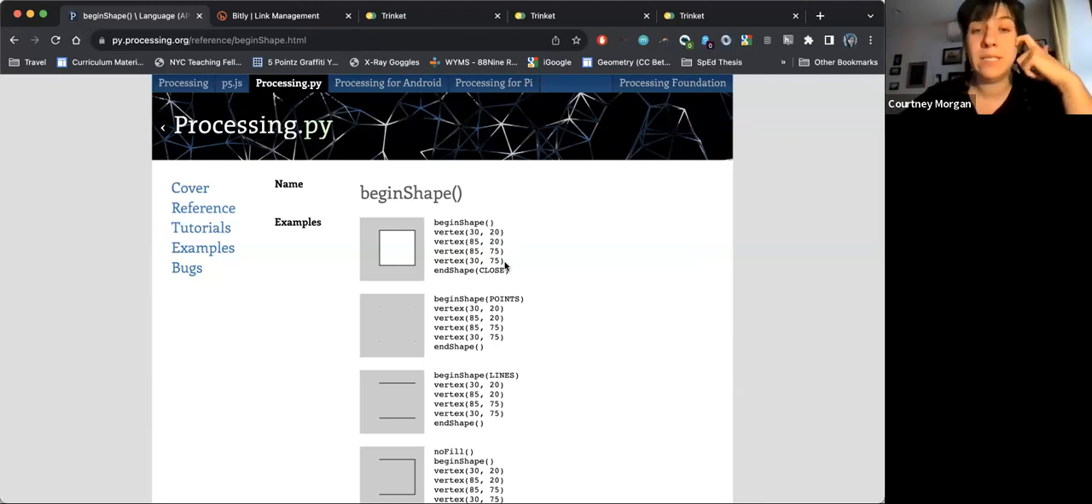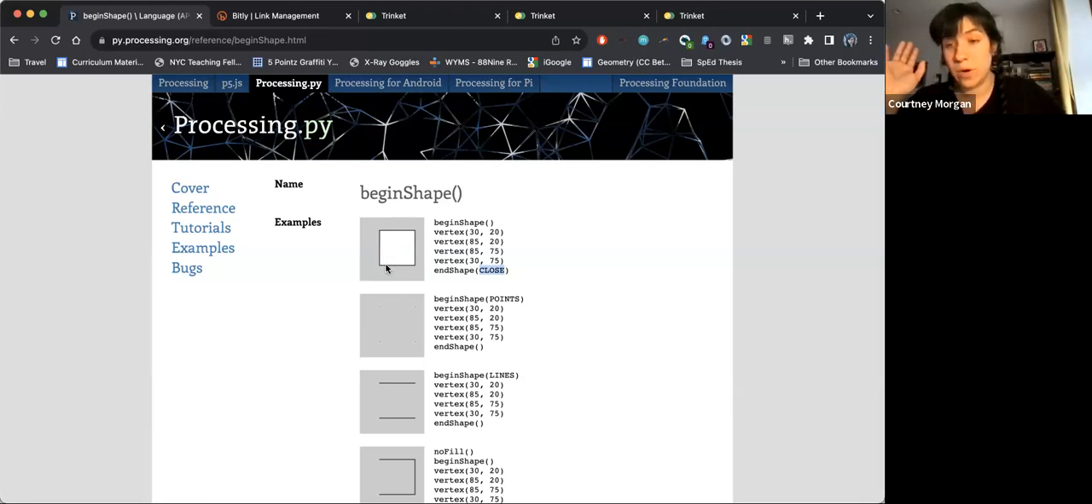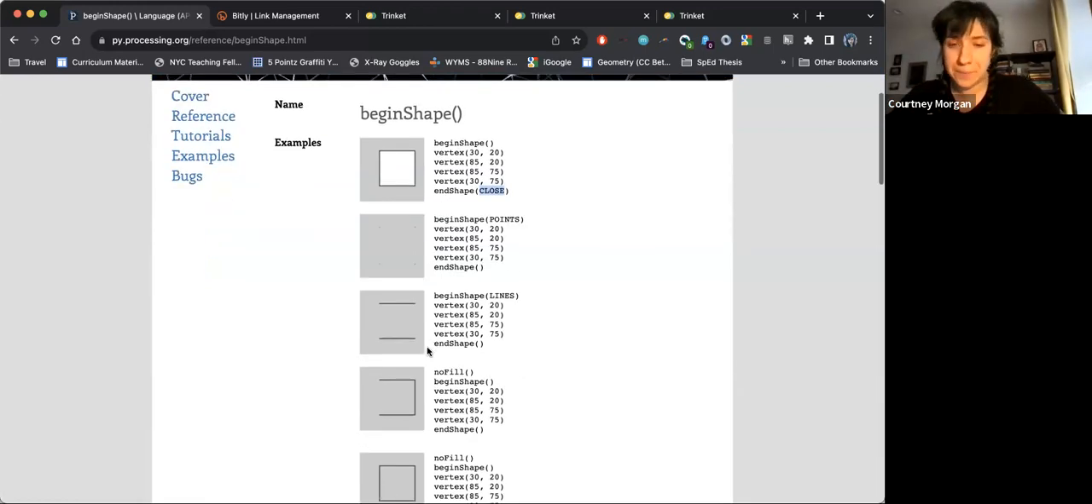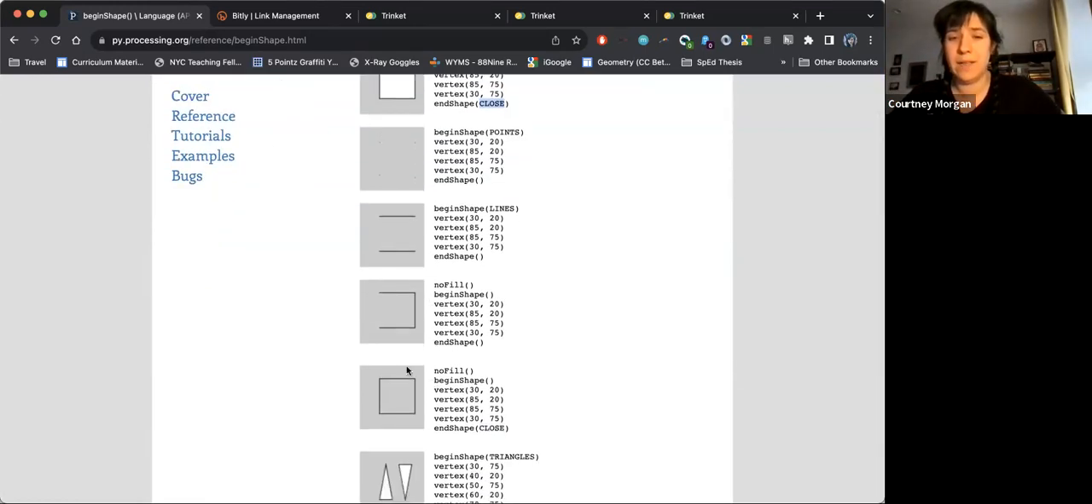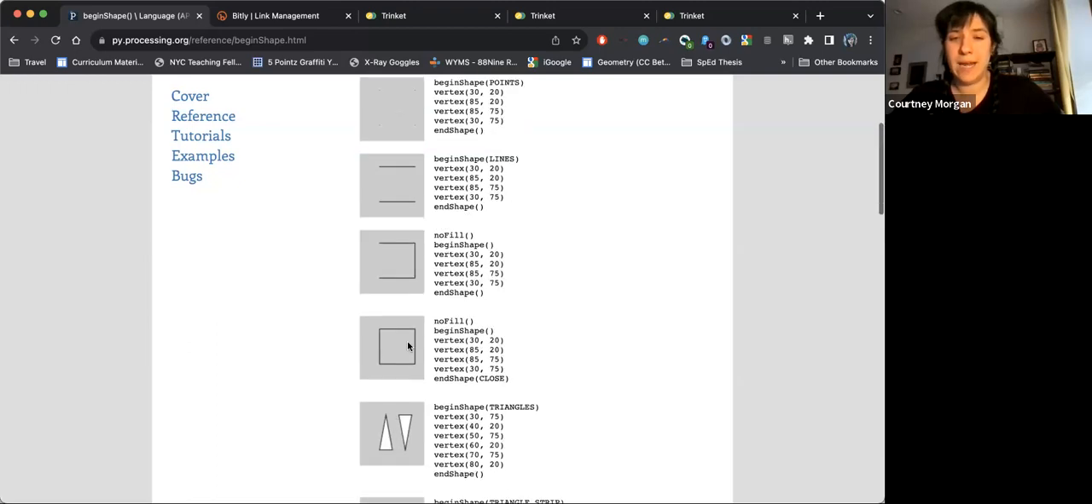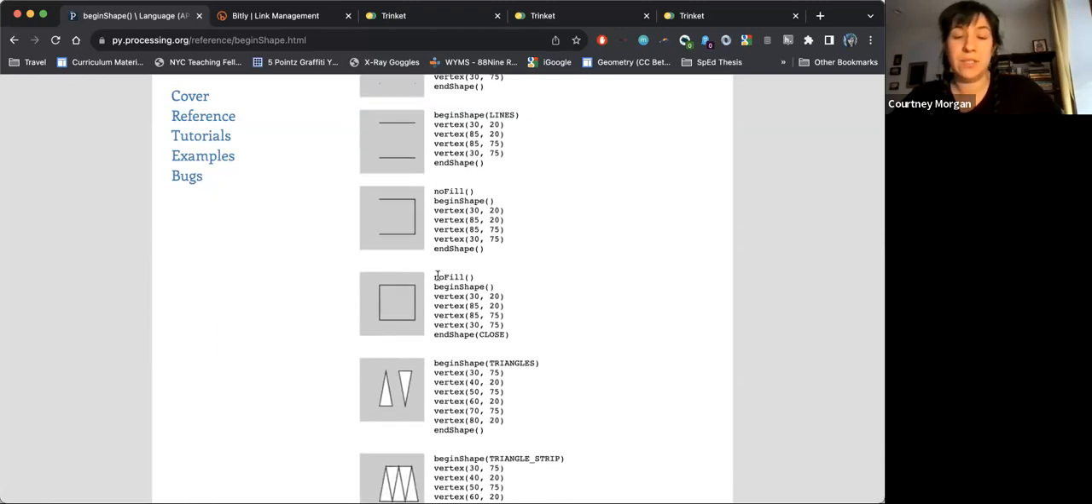The one thing we need to notice, other than the fact that we are adding, again, as many of these vertex functions between begin and end shape as we could want, is that begin and end shape also have attributes that they can take in. We see in this one that if we say end shape close, it will close it into a polygon with a fill, just like we've seen for ellipse, for rect, for triangle, for quad. If we don't put something like that, it's going to end up looking like this, where it's just kind of blank and empty. Or this, sorry, this is a no-fill one.